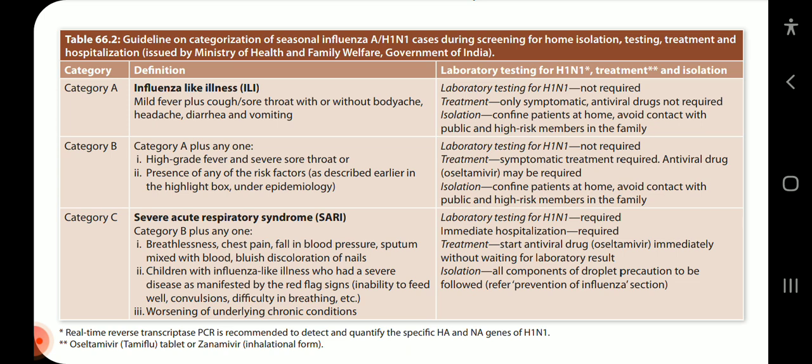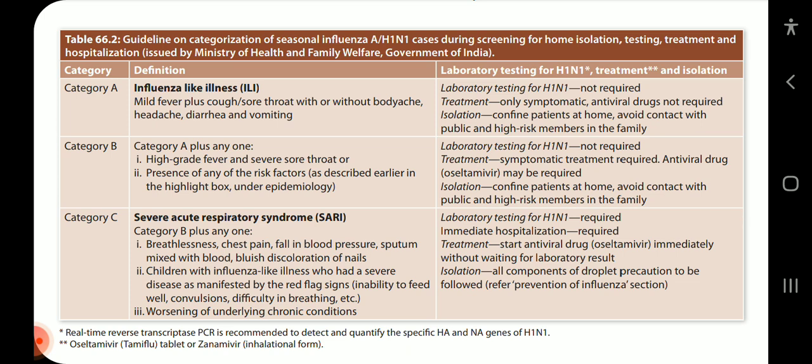Category B: category A plus any one of the following, like high grade fever and severe sore throat, or presence of any one of the risk factors like diabetes and hypertension, etc. In this, lab testing for H1N1 is not required, but symptomatic treatment is required. Antiviral drug oseltamivir may be required. Isolation: confine the patients at home, avoid contact with public and high risk members of the family.